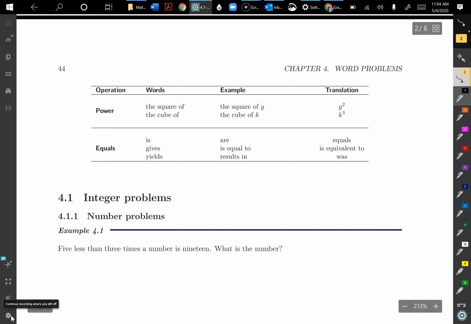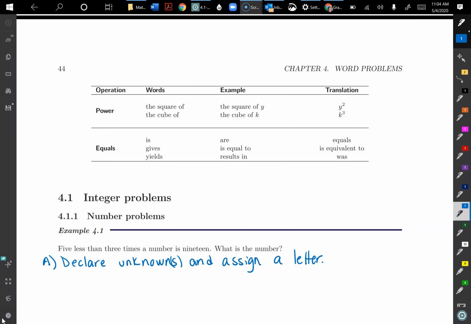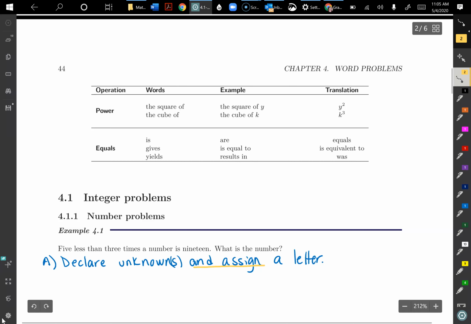So first thing we want to do, I'm going to write these in blue. Step A is declare unknowns and assign a letter. I actually wrote this out ahead of time, I paused it and wrote it out, so you don't have to see me taking forever to do that. But declare unknown or unknowns, I want to specify there, and assign a letter. So make sure you write that in your notes, and pause the video if you need time to do that.